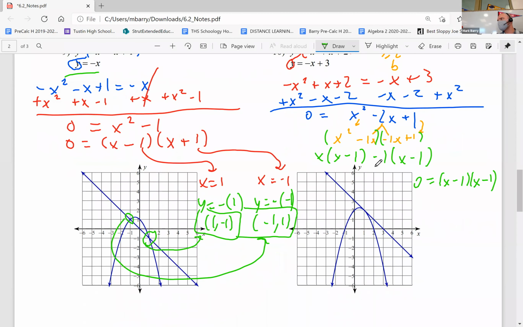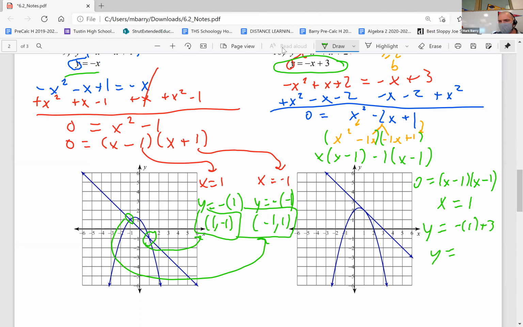So I got the same parentheses twice. I think you can probably see here that this just means that x equals 1. I'm not going to write that 2 different times because it's the same parenthesis 2 times. So I can just write it once. All right, so that means I only have to plug that in one time. So we have y equals, and I'm going to plug it into this equation right there, -1 plus 3. So that means that y equals +2. So my point would be 1, 2. You can see on the graph there, they do intersect at 1, 2.